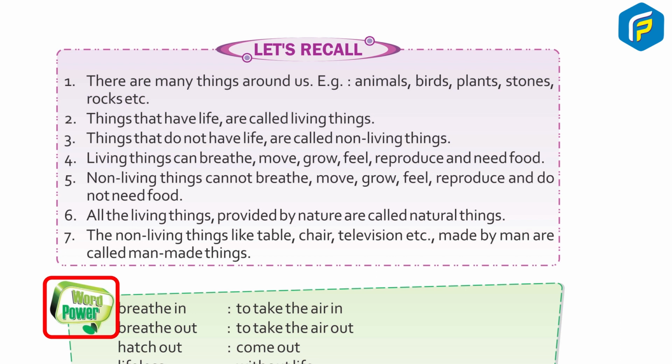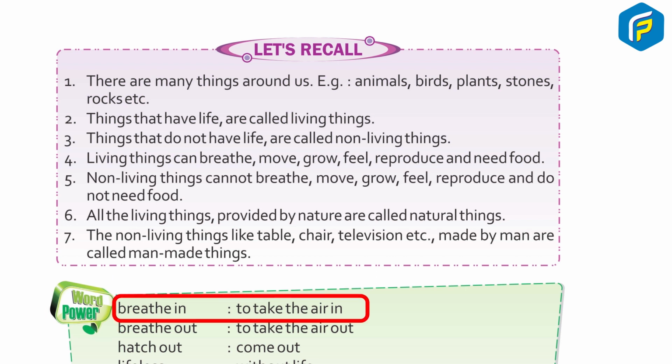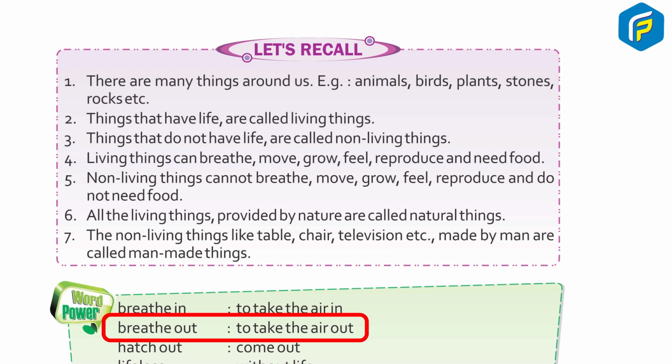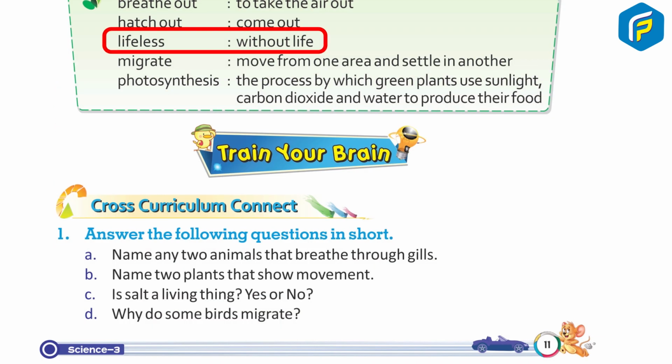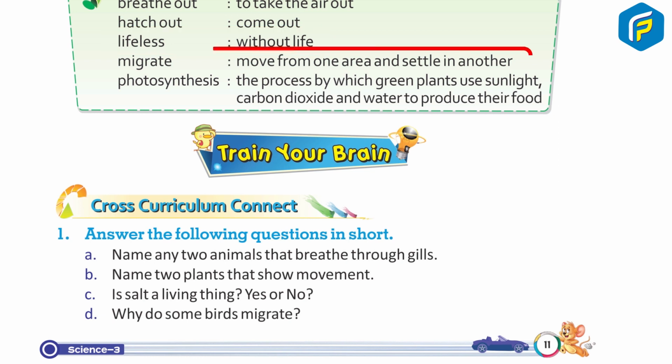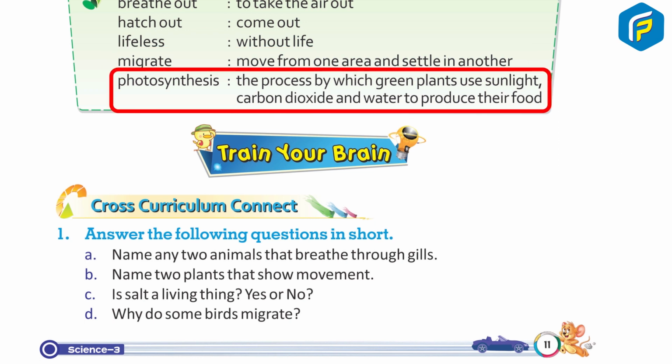Word power. Breathe in: to take the air in. Breathe out: to take the air out. Hatch out: come out. Lifeless: without life. Migrate: move from one area and settle in another. Photosynthesis: the process by which green plants use sunlight, carbon dioxide, and water to produce their food.